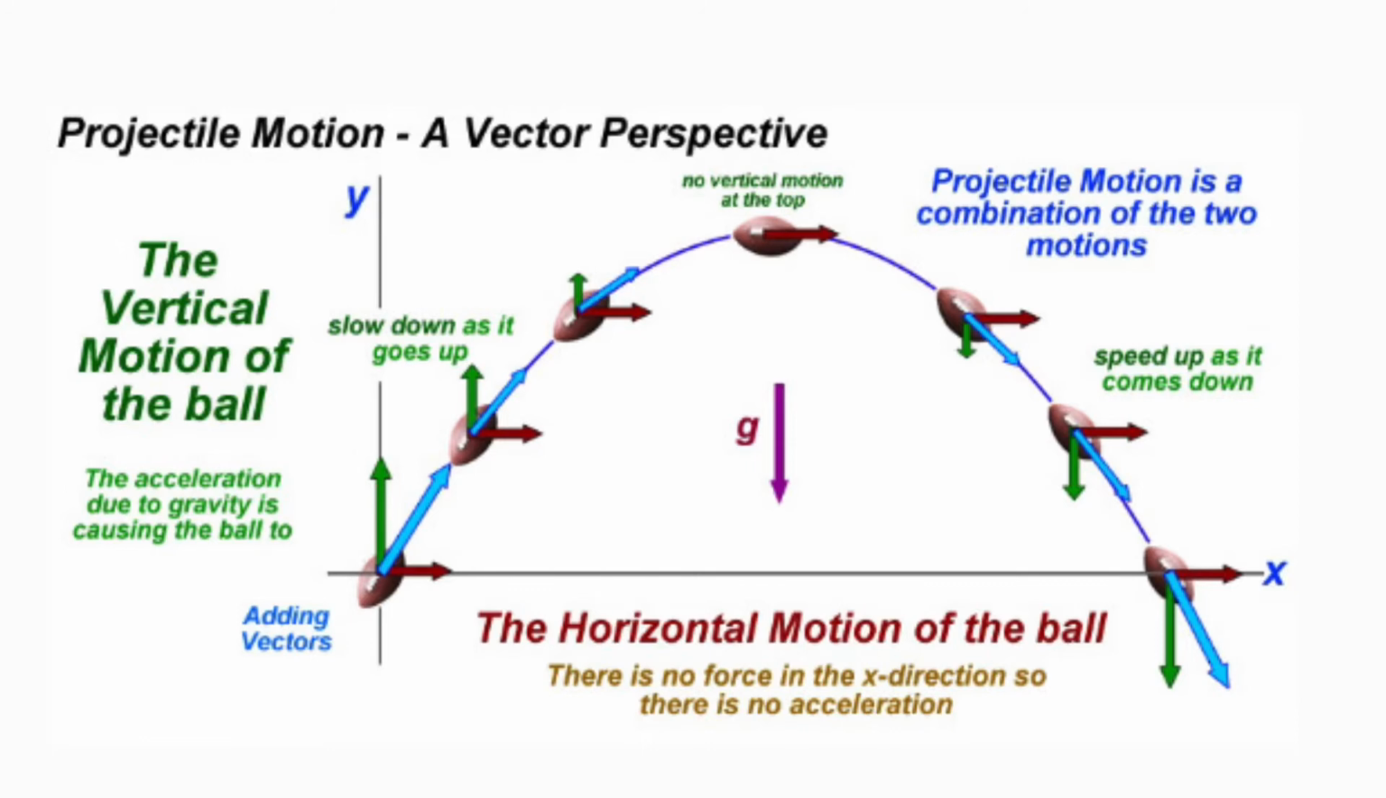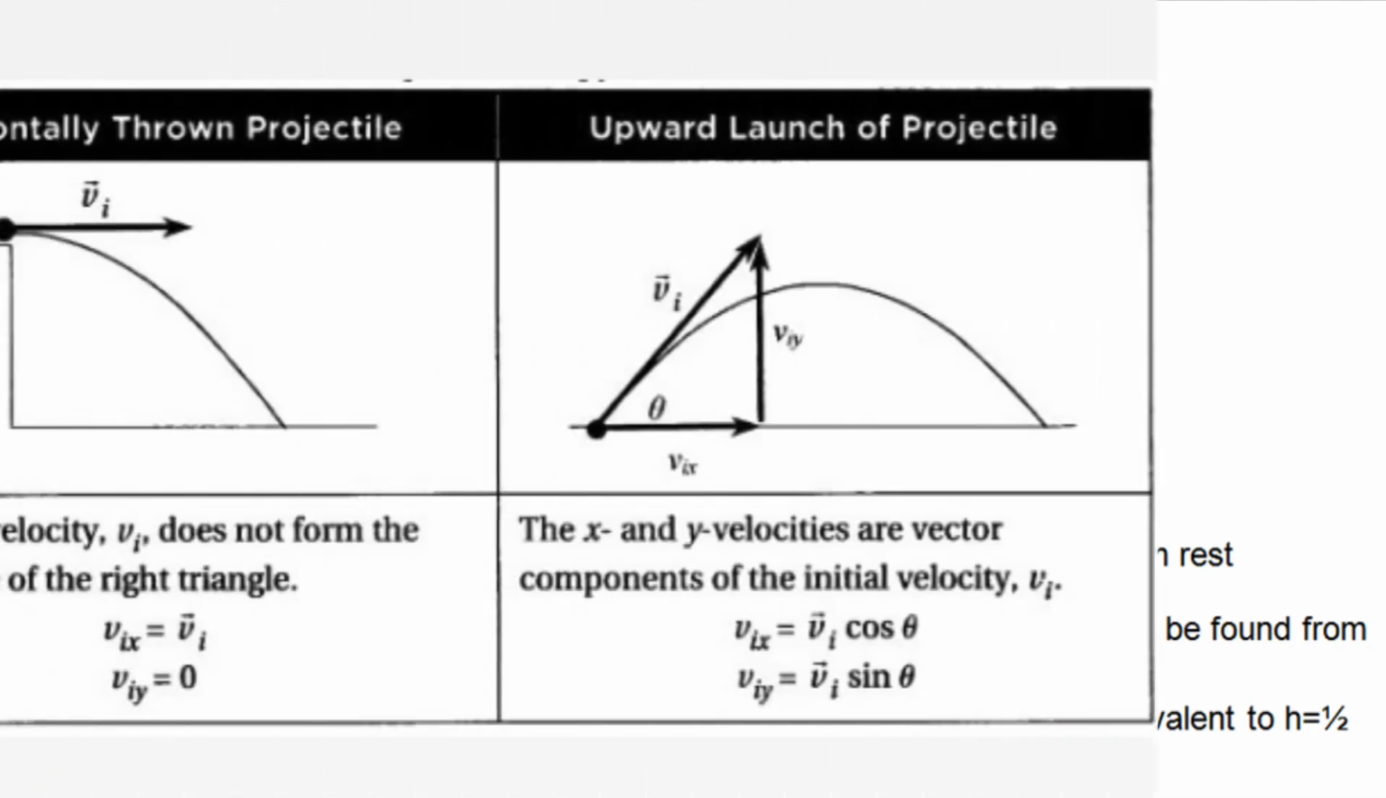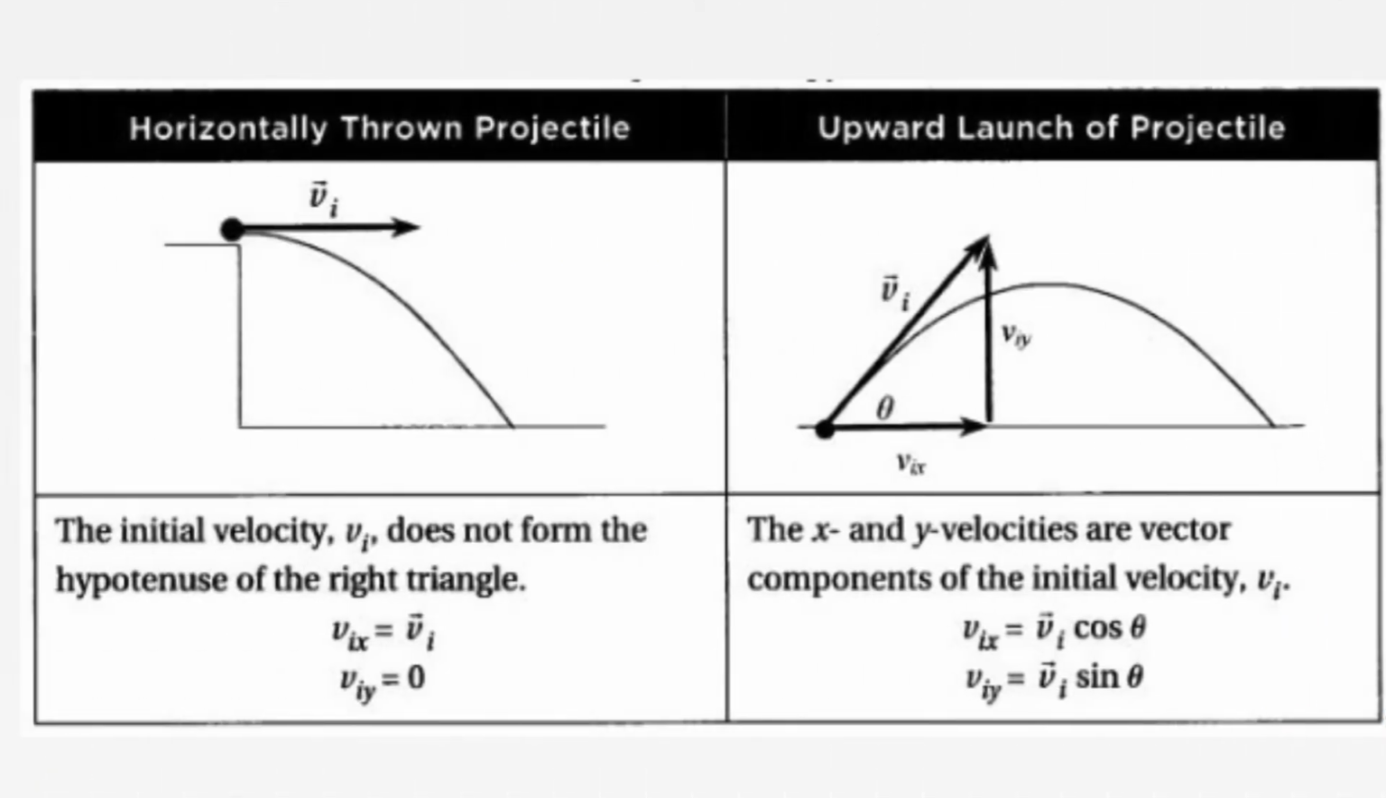Okay, so they do have the same final velocity, but it's just the one that launched horizontally also has a velocity in the x direction. So the final speed, or the magnitude of the final velocity, will be the hypotenuse of the triangle. And don't forget that the hypotenuse of the triangle is always longer than either of the two sides.